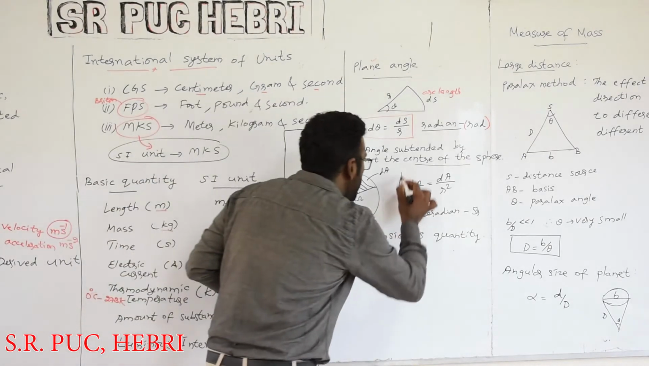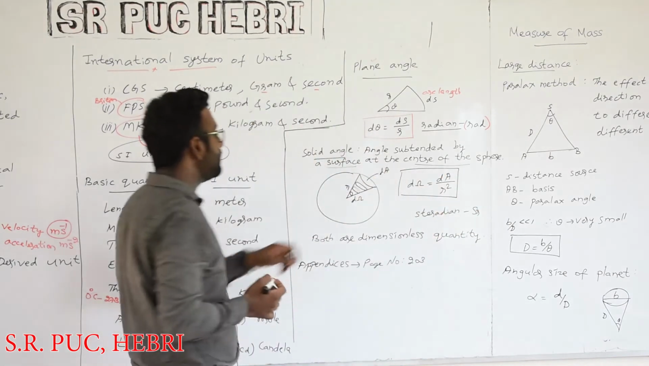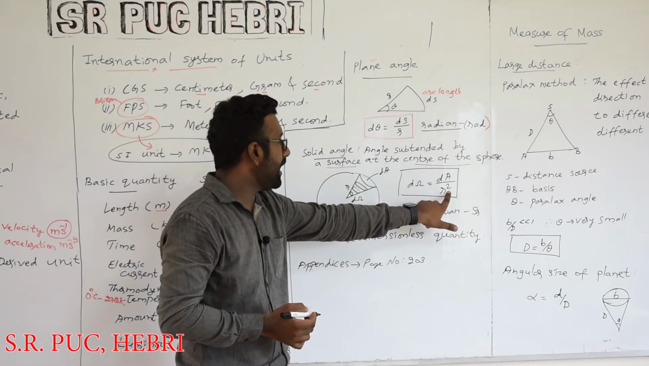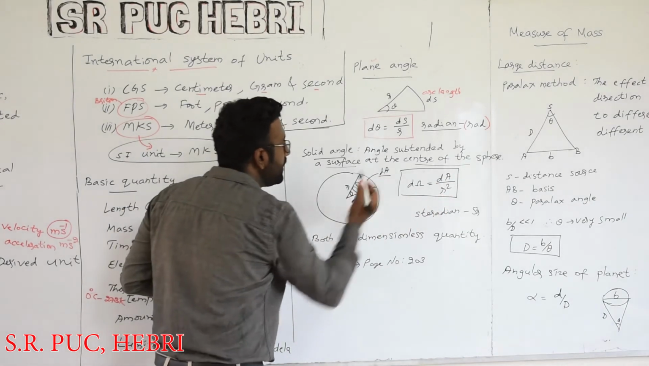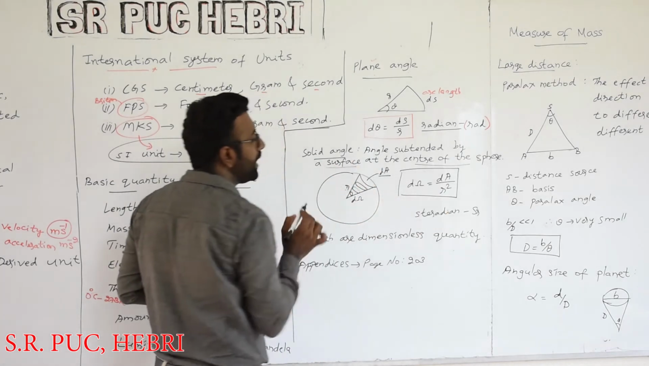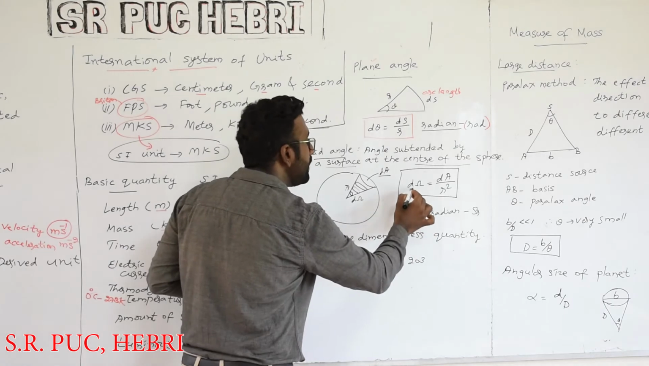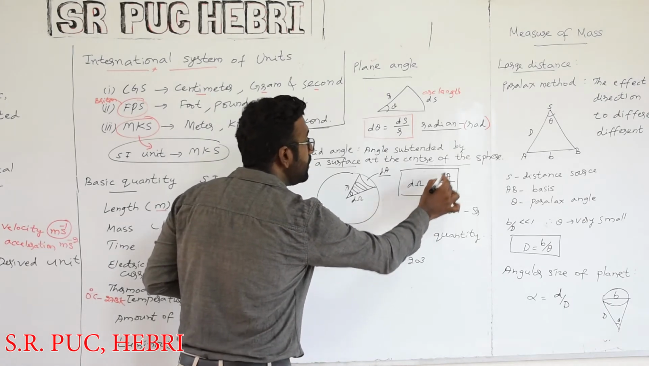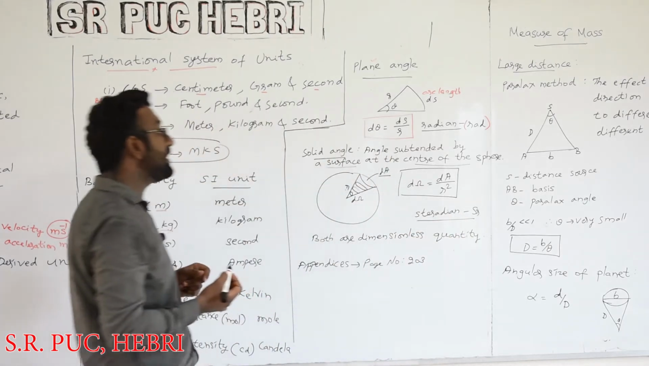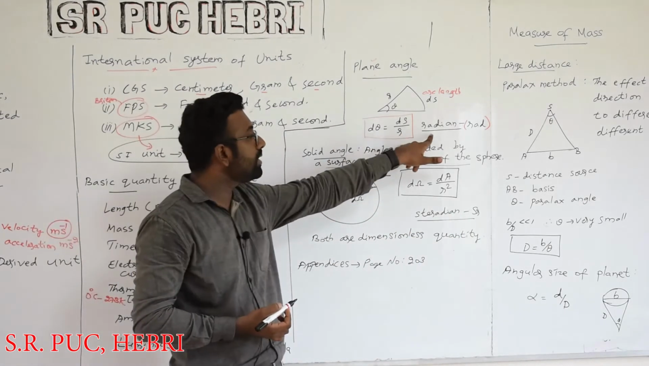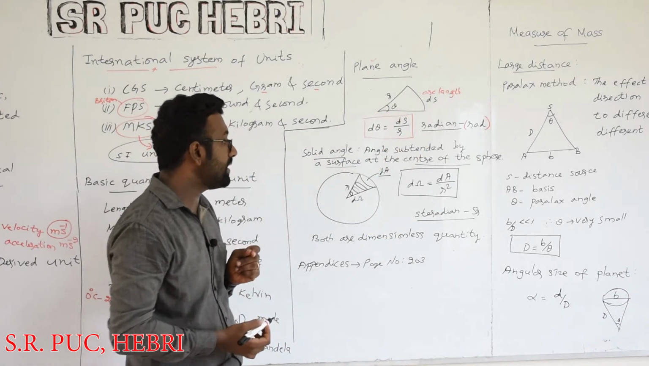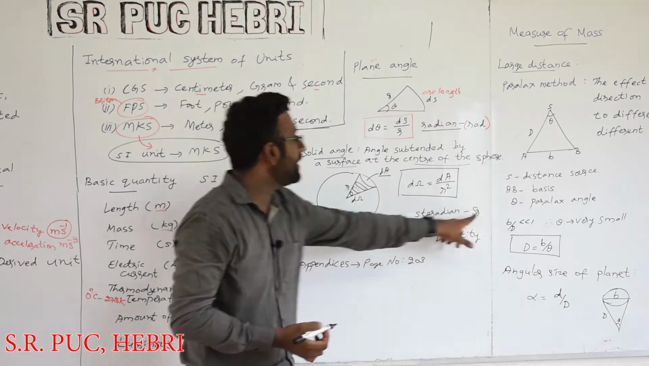I can write the equation for that. The equation is d omega equals dA divided by r squared, where dA is the area of the surface and r is the radius. So d omega is equal to dA divided by r square. It is measured in steradian. Here you have seen the angle was in radian. The solid angle is measured in steradian and is denoted by sr.